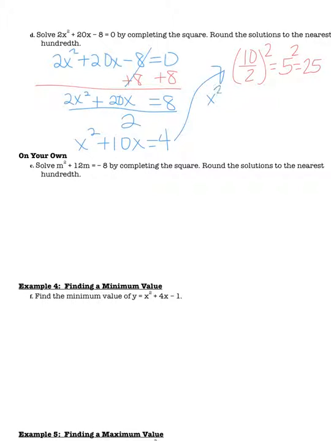So we have x squared plus 10x, and we'll add the 25 here, equals 4. But since we added the 25 to the left side, we'll have to add it to the right side. Now, x squared plus 10x plus 25, we need to factor that, and that would be x plus 5. We have the 5 here, and we square it, equals 4 plus 25 is 29.